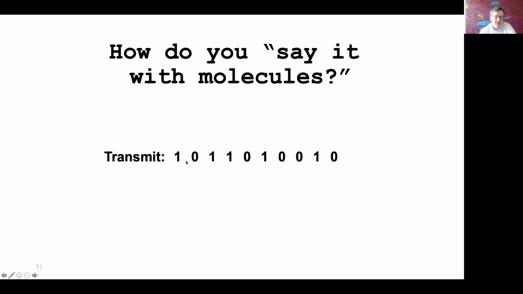The first thing to notice is that if you want to transmit bits, in other words, you want to transmit ones and zeros, you have to have two possibilities. This is very obvious. Each time you send a bit, you have to send a 1 or a 0, and that means you need to make a choice. There must be something that you can use to make a choice.